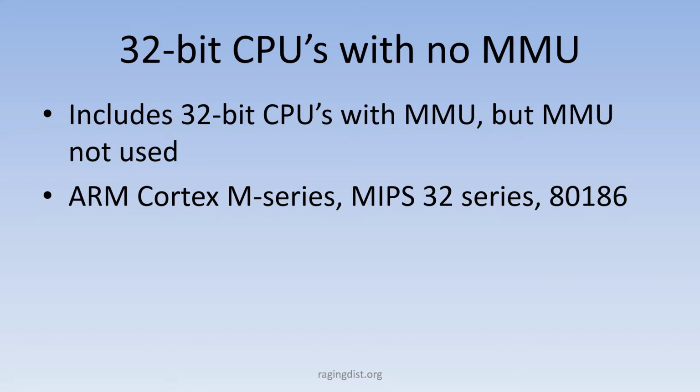The 32-bit CPUs having no MMUs would be like the ARM Cortex-M series, the MIPS 32 series. And by the way, these can optionally have MMUs. The 8086 was used before the ARM Cortex-M series. The 8086 is considered to be a 16-bit CPU, the 8086 family, even though you can address up to 20 bits.